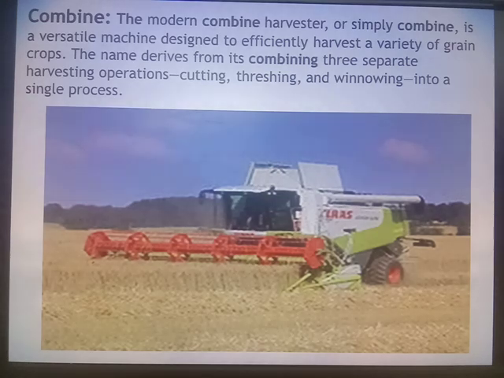This machine does all the three operations, that is cutting of crops, which is known as harvesting. Then the second part is threshing, which means separating the grains from the stalks. And then winnowing. What do we do in winnowing? Separating the grains from the hay or the husk. And these three operations are done by a single machine, which is known as combine.